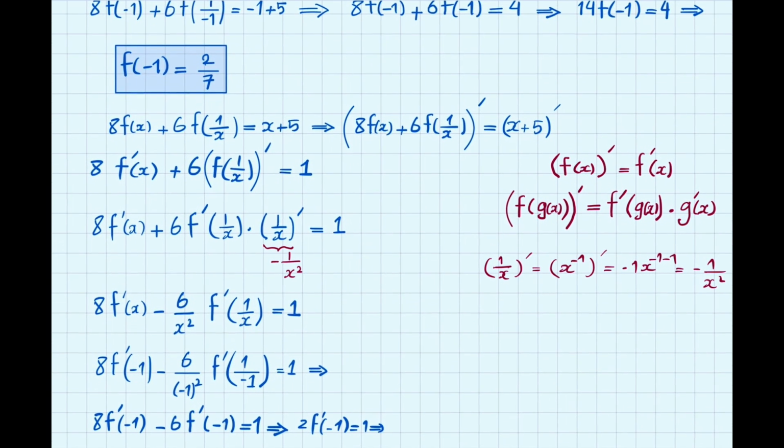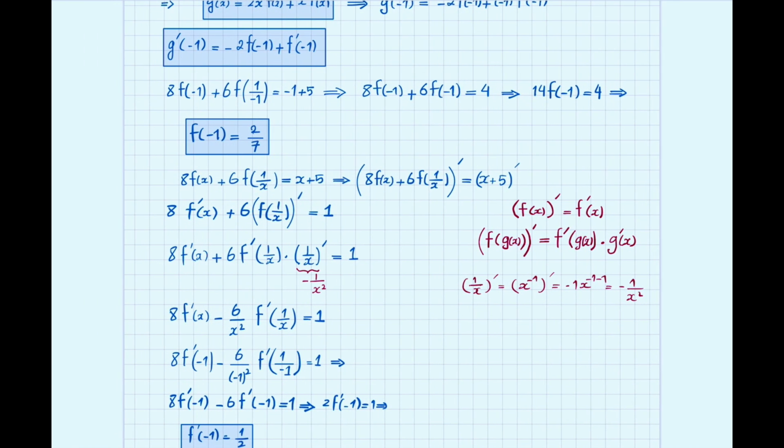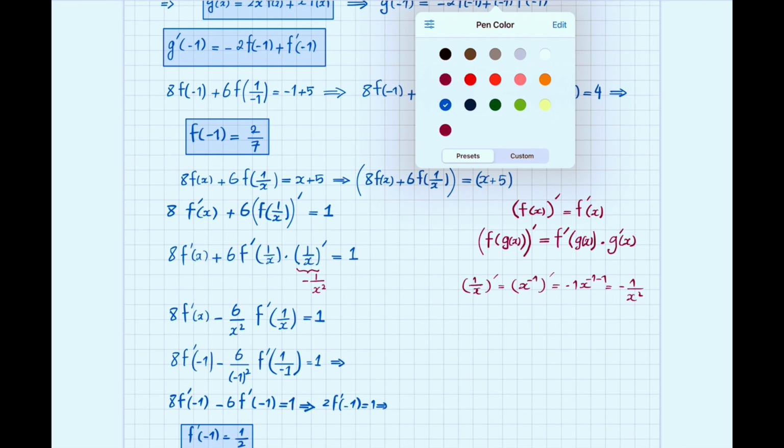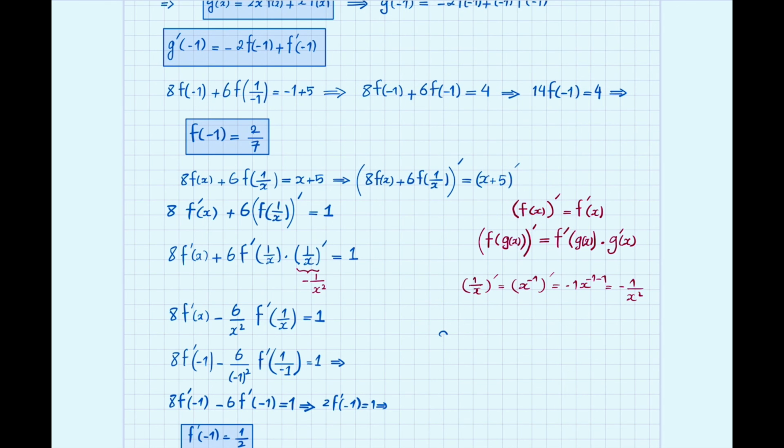Okay, so now if I make it a little bit smaller, you remember this was the main question mark. So the question mark now is minus 2 times f of minus 1, so it becomes minus 2 times f of minus 1 is 2 over 7. Then plus f prime of minus 1, but f prime of minus 1 is 1 over 2, so it becomes plus 1 over 2.